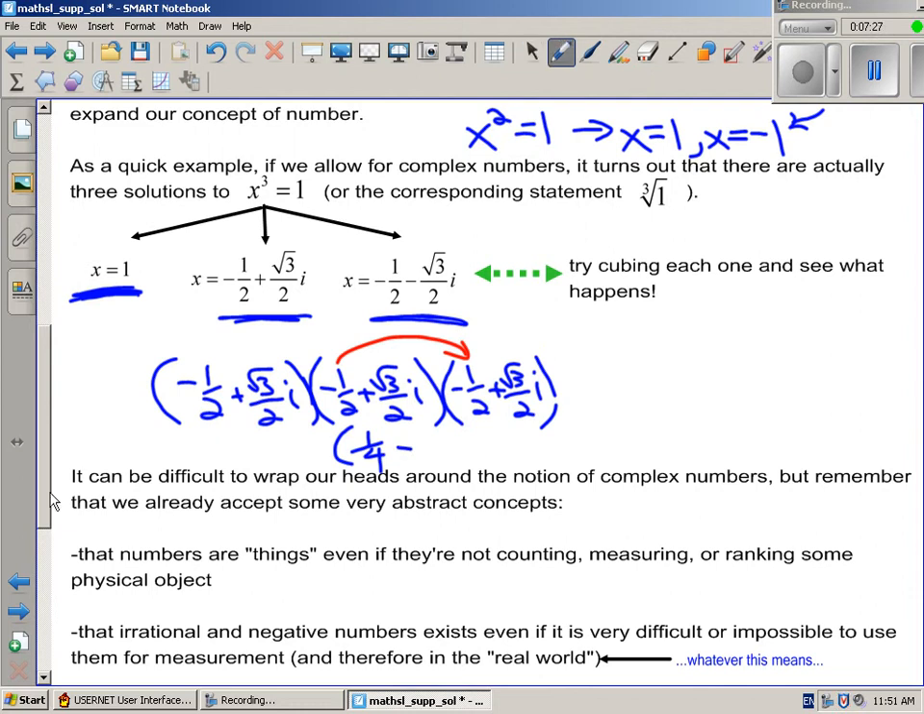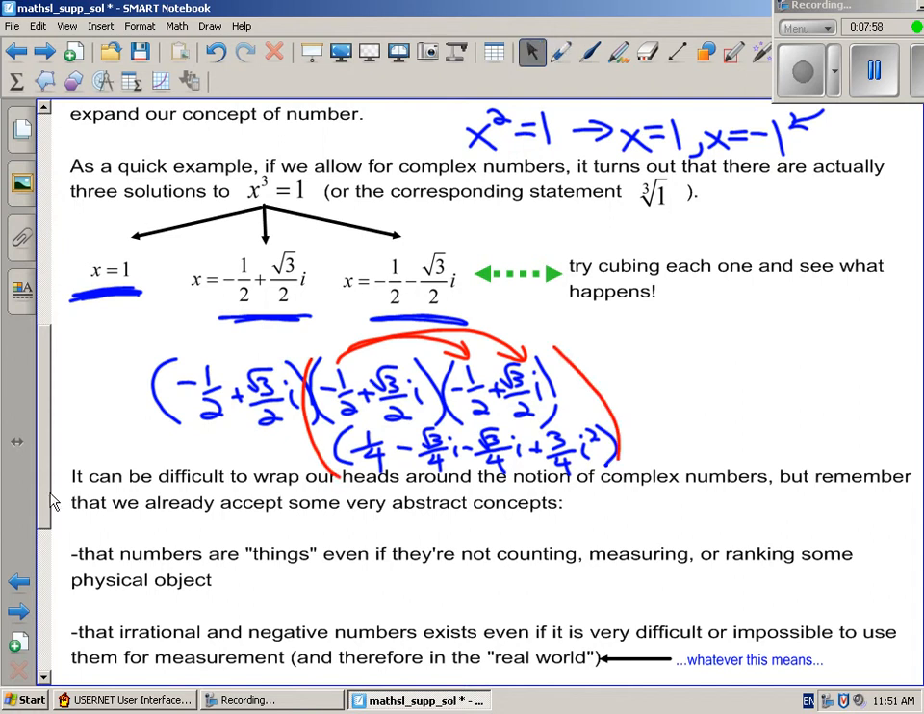Minus root 3 over 4i, rather. Okay. The next one is going to give us another minus root 3 over 4i. And then the last one is going to give us positive 3/4 i squared. Okay. That's just what's coming from these 2 brackets over here.